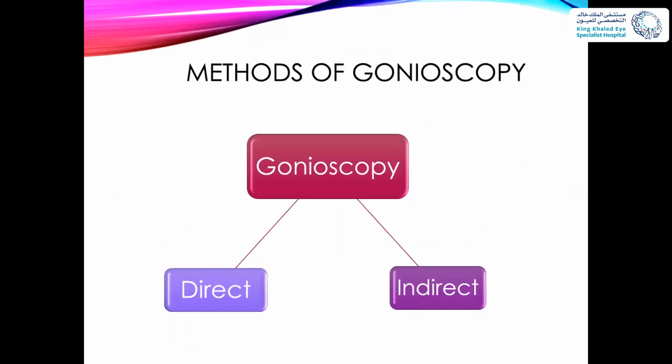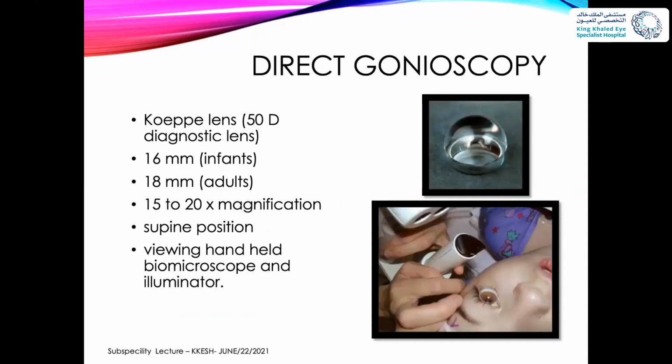Methods of performing gonioscopy: it can be done in direct or indirect ways. For direct evaluation, we have certain lenses, and maybe you will find us utilizing it more in the OR rather than in OPD services. For the Koeppe lenses, for example, we have a 15 millimeter diameter, and we have an 18 for adults. It is used with the aid of a handheld biomicroscope, requires a supine position, and a magnification between 15 to 20 times is usually attained from those lenses.